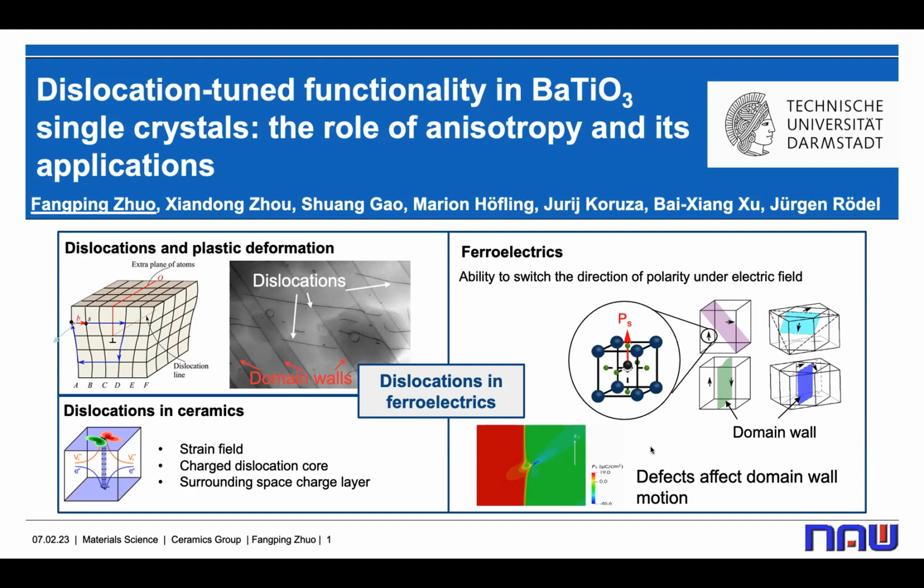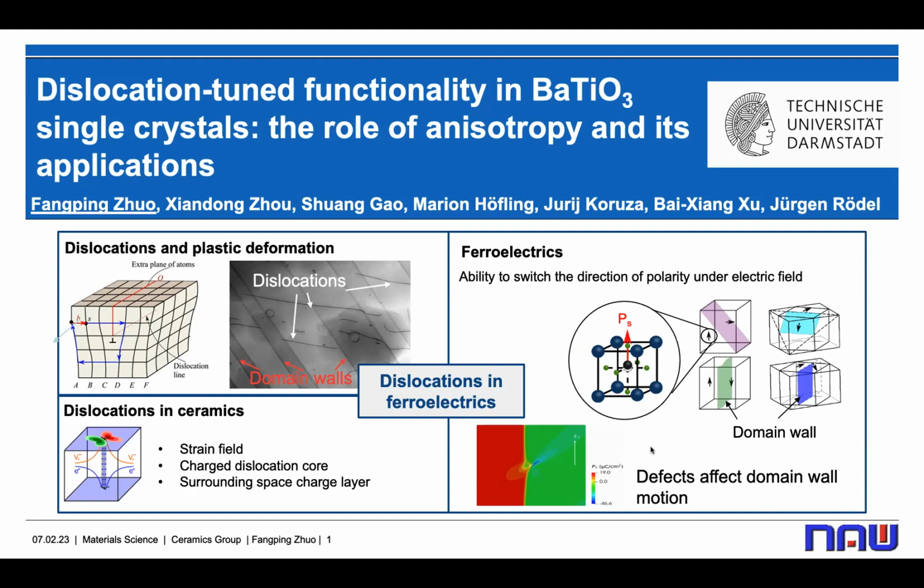Thanks a lot for this kind of introduction. I'm currently a postdoc from Technical University of Darmstadt. We have been working on this topic, dislocation-tuned functionality in ferroelectrics, for several years. But today, I would like to show you some results about the anisotropy and its applications.